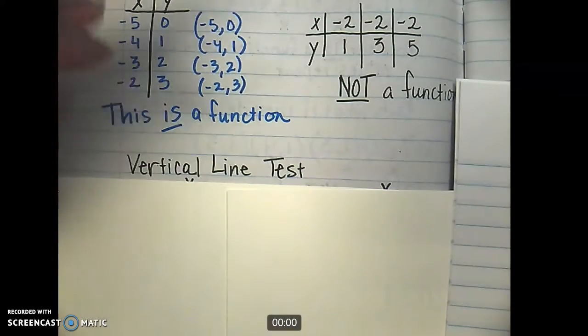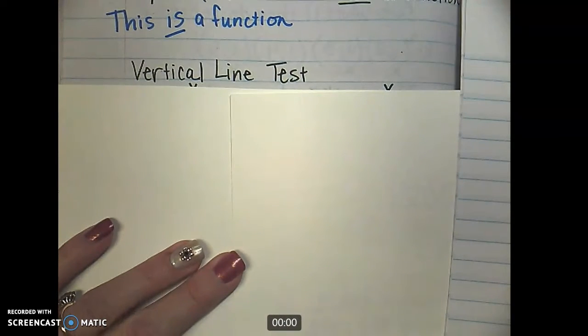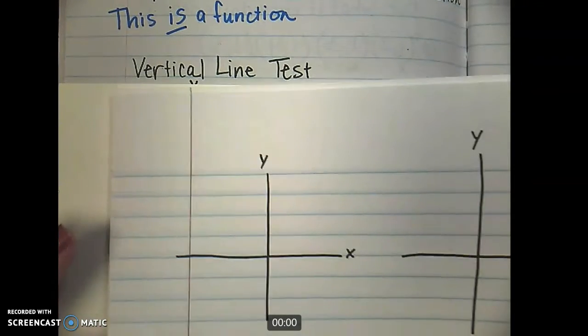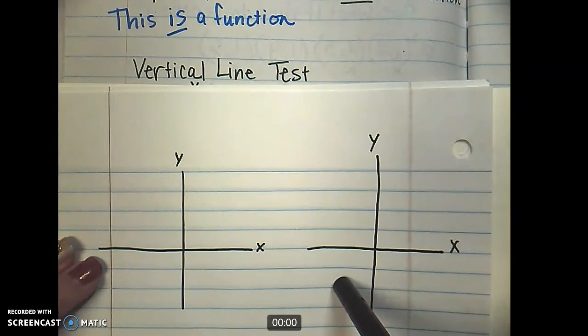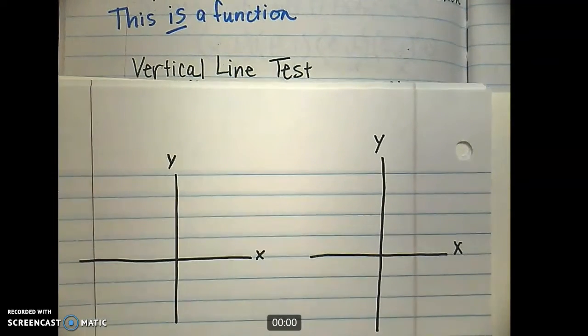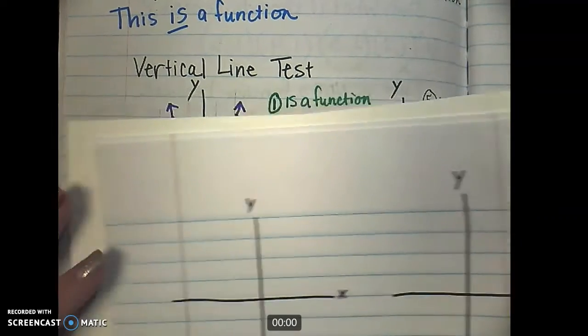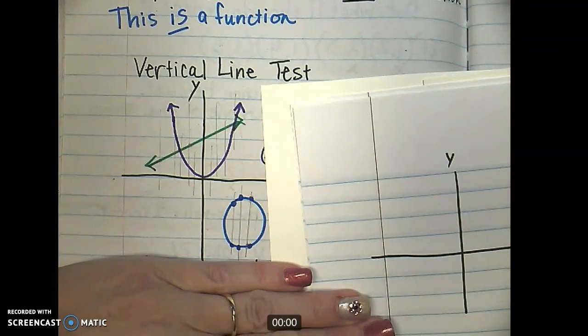Okay. The last one is called a vertical line test. A vertical line is just a straight up and down line. If you have a graph like this, and you have a line on it or some type of relation or function, you can use a vertical line test to see if it is a function or is not a function. So the first one, so here's what I'm going to have you do. Okay, I'm going to stop that right there.